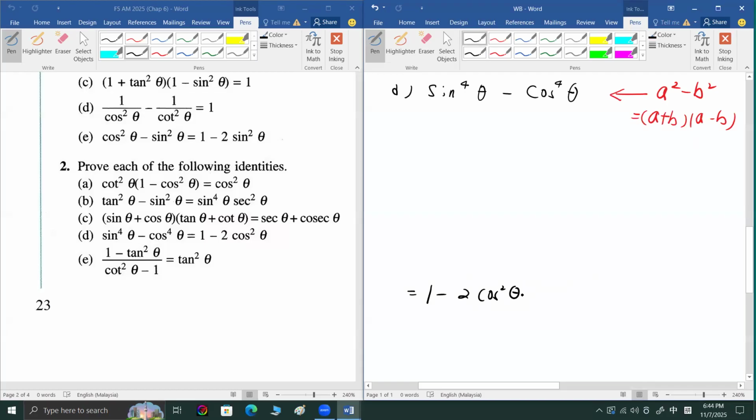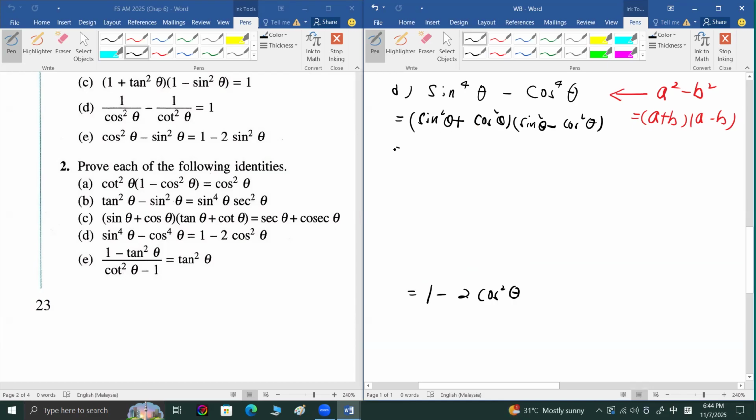Okay, I think nothing for me to change here. Because if you change cos square theta to become sine square theta it is more or less the same, so I decide to start from here. Okay, with the plus and minus, this formula. Sine power 4, I make it sine square. Then the cos power 4 also, I make it cos square.